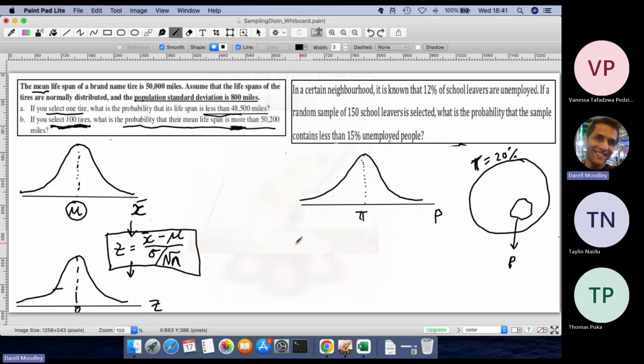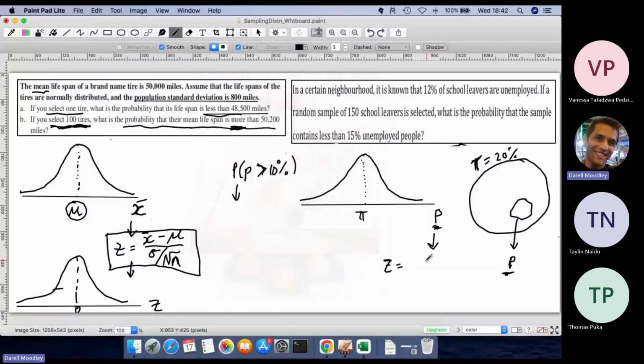Now, we could be asked, what is the probability of the sample proportion, this P here? What's the probability that P is greater than something or less than something? It could be 10%, 20%, etc. In order to work this out, we would have to convert this to a Z value and use the table in the back of our book. And how we convert this to Z is by using this formula. You don't have to memorize it. It's given to you in your formula sheet.